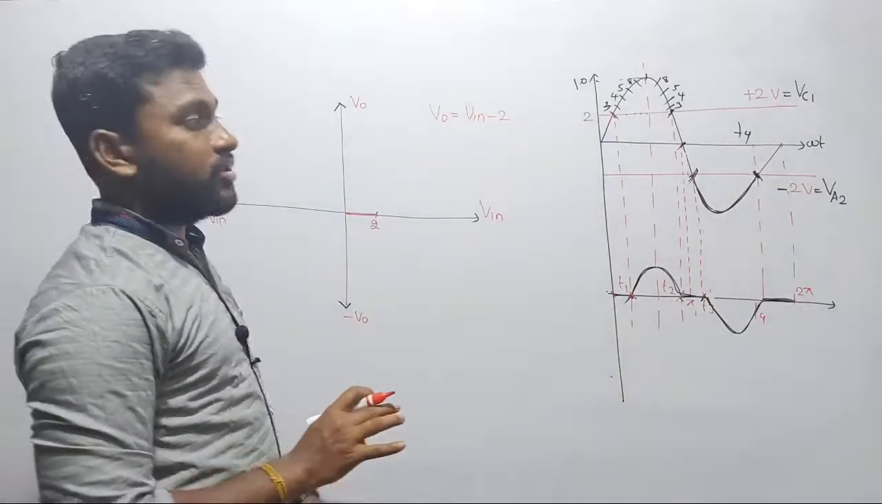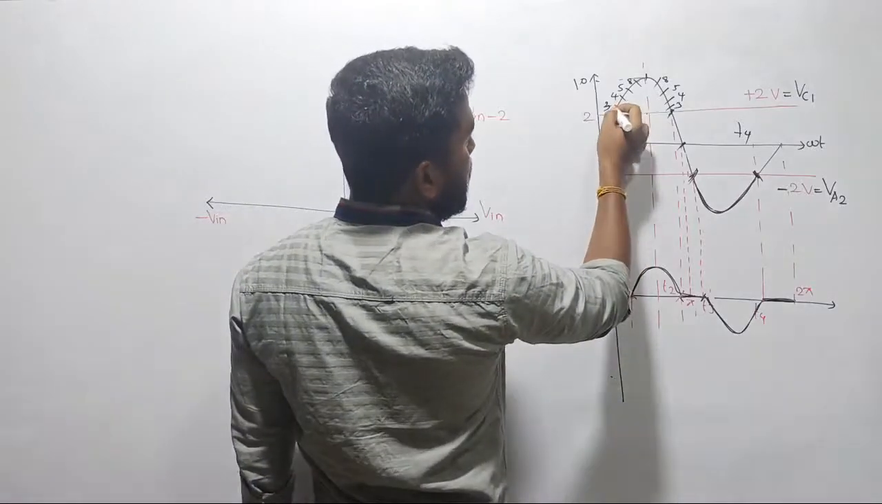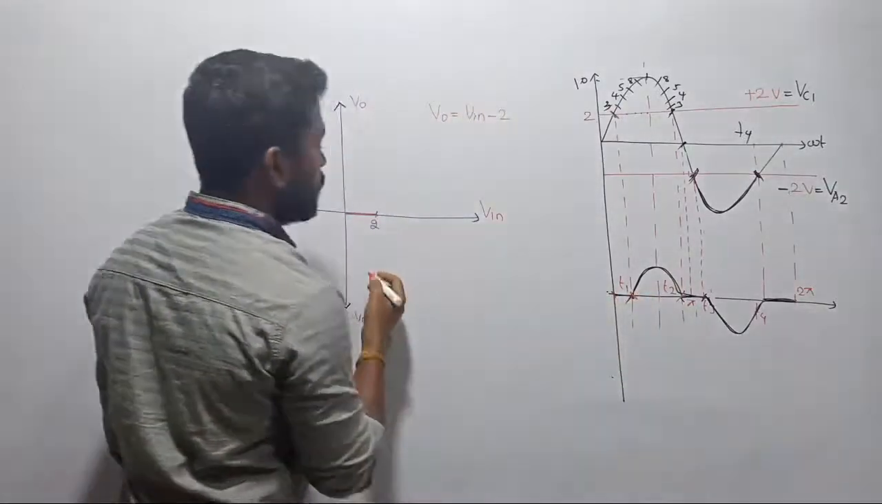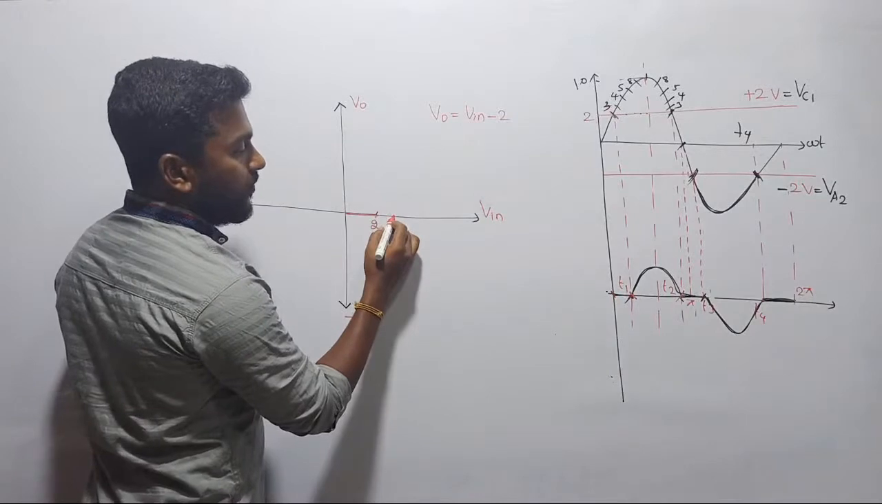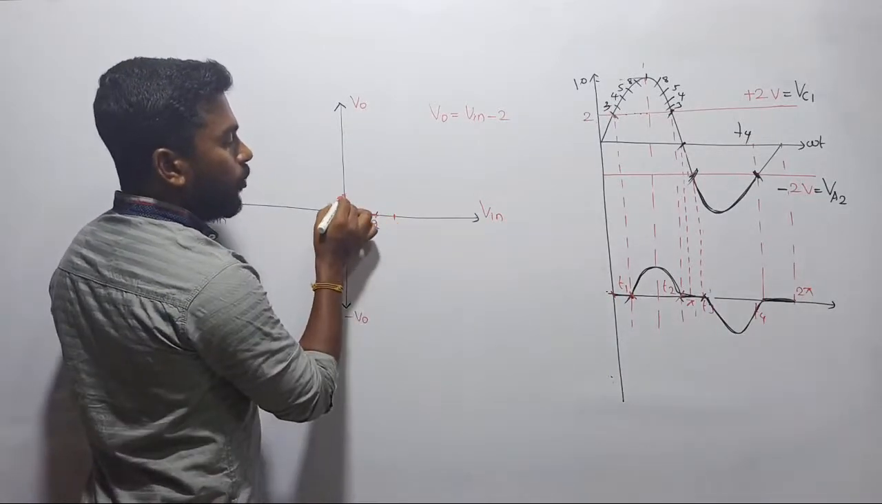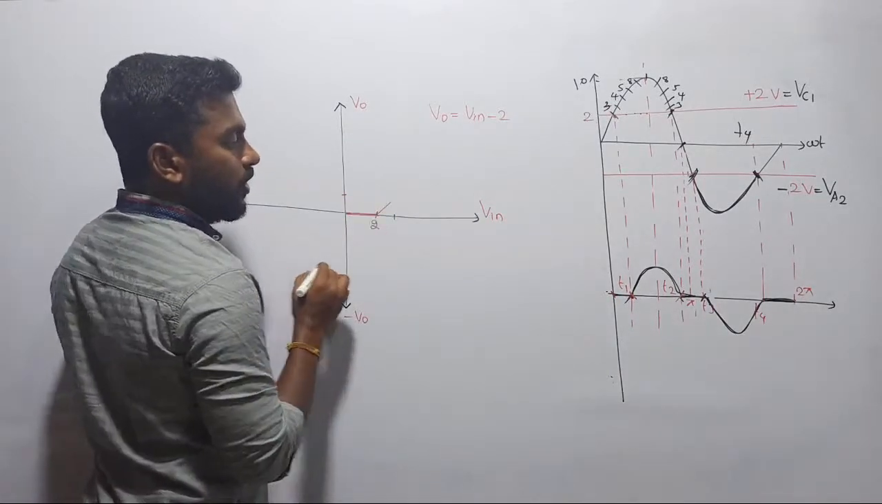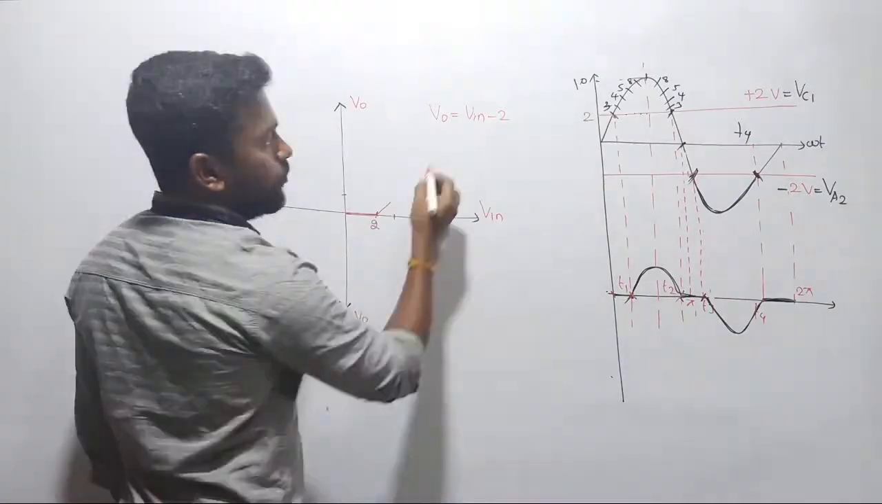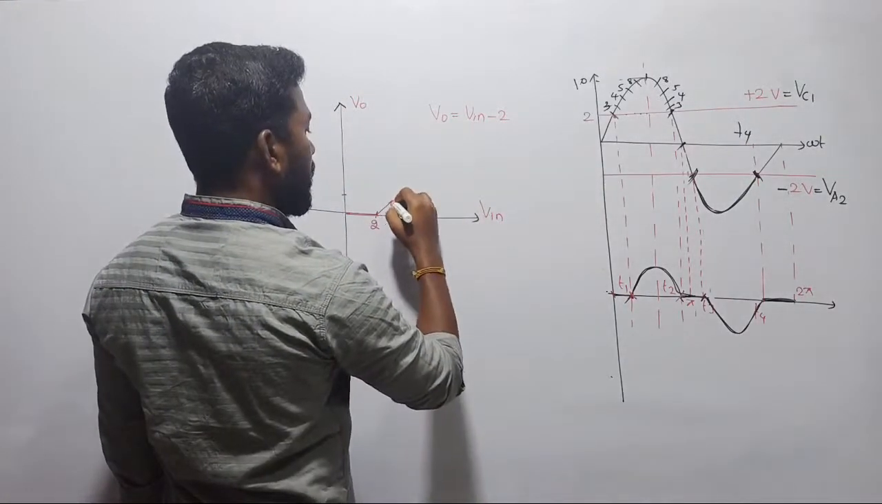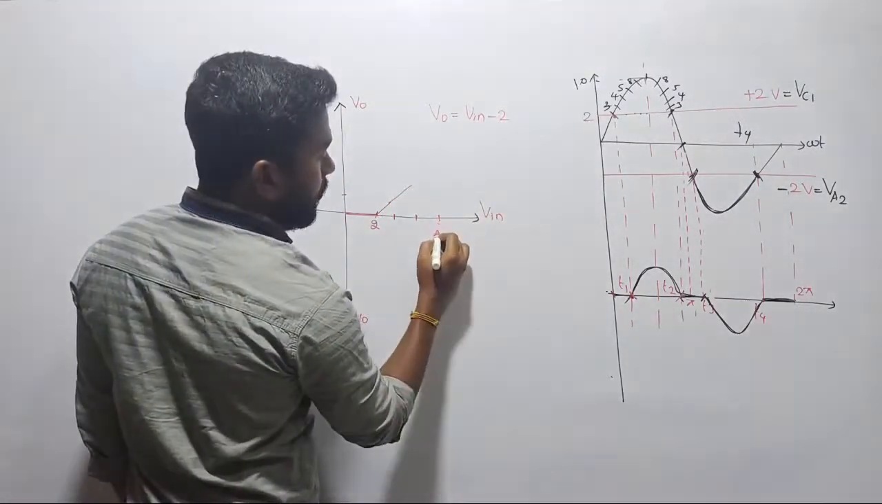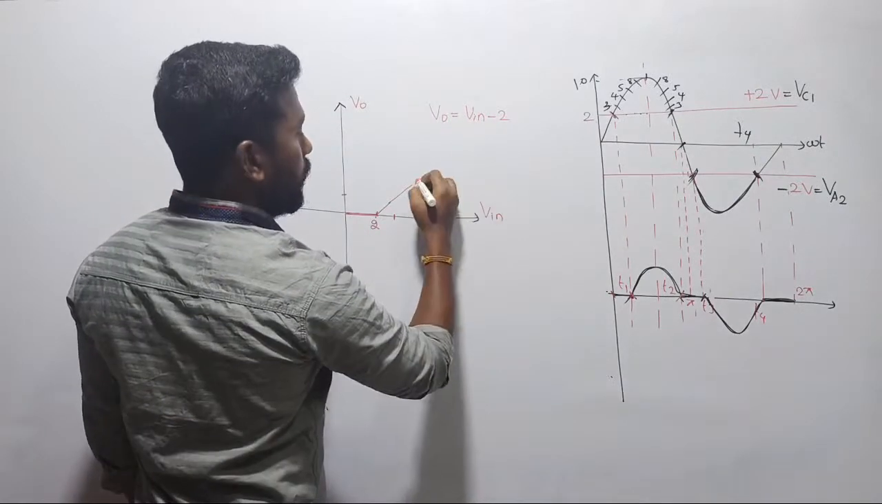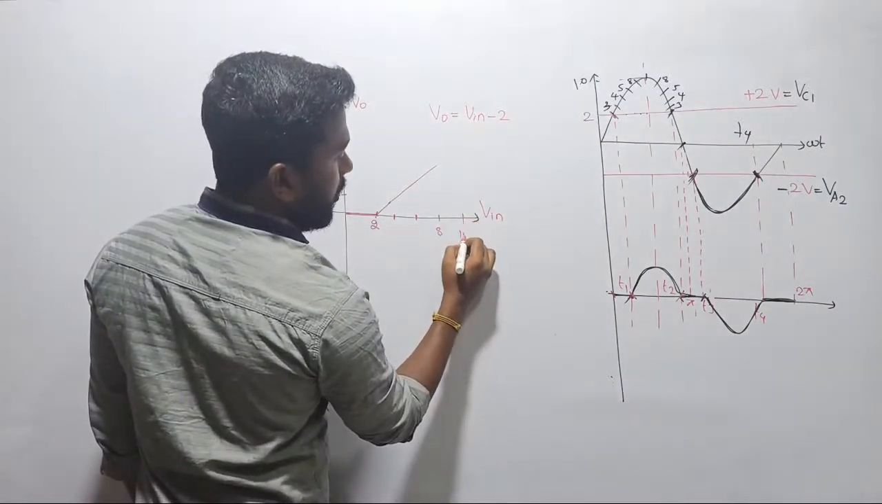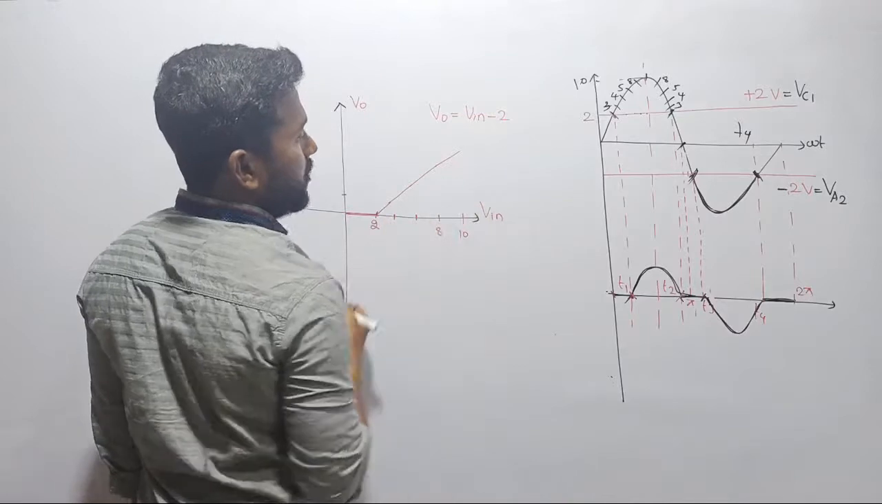What is the conclusion here? If your input voltage is increasing to 3, the output will become 1. When your input voltage becomes 3, output voltage becomes 1, so somewhere here. When input voltage becomes 4, 4 minus 2 becomes 2. When input voltage becomes 8, 8 minus 2 becomes 6. When input voltage becomes 10, 10 minus 2 becomes 8.